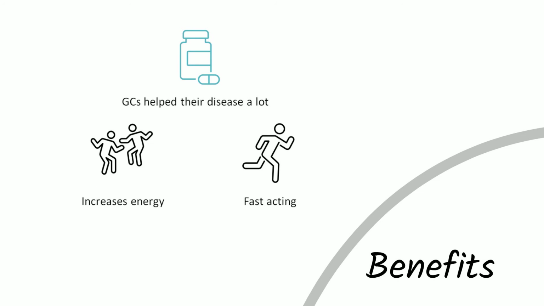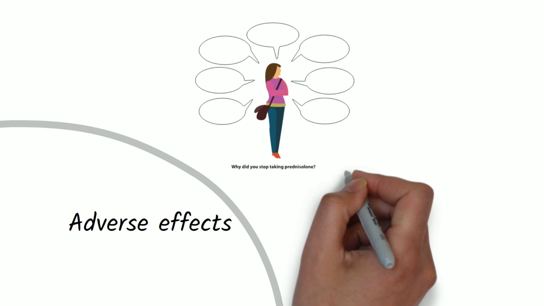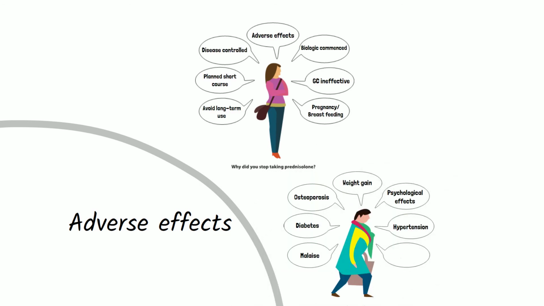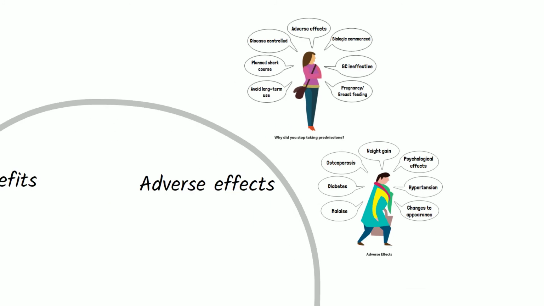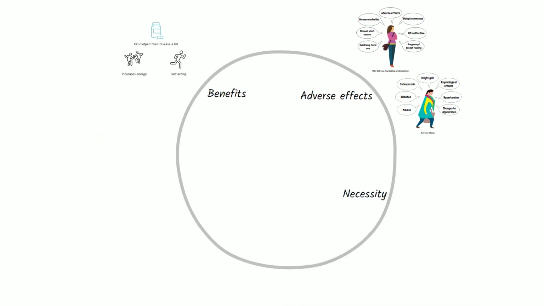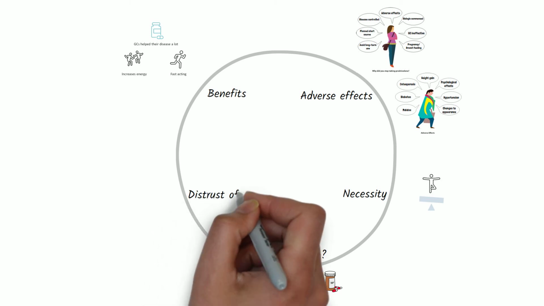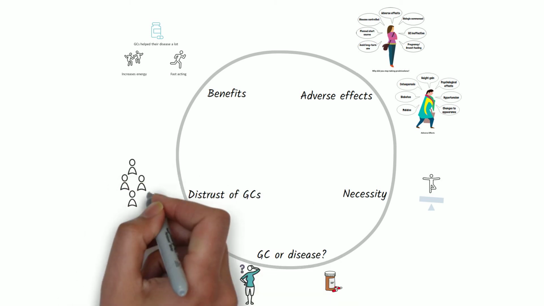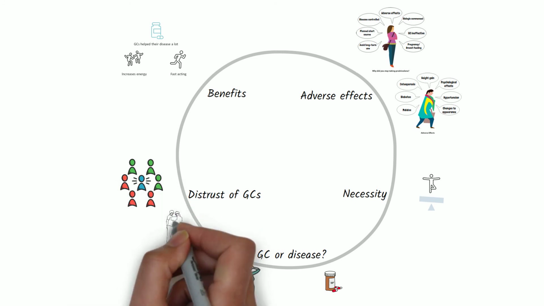Patients often spoke of the benefits of glucocorticoids in treating the underlying disease and their symptoms. But adverse effects were often reported, particularly weight gain, osteoporosis, psychological effects, sleep disturbance, and skin changes. It was clear that patients balanced the benefits and adverse effects when considering the necessity of glucocorticoids. Patients also often spoke of the difficulty in working out whether an effect was related to the disease or to treatment. In addition to these factors, the distrust of glucocorticoids was evident, including opinions from family, friends, and their clinicians.